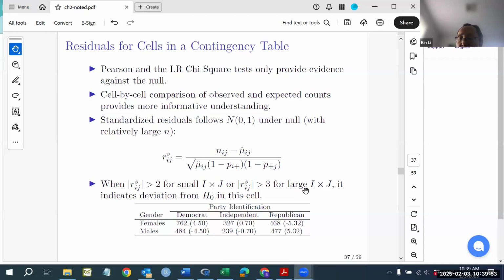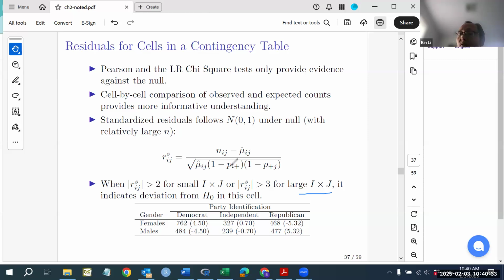And if the table size is large, meaning we have a large number of rows or a large number of columns or both, then we should use 3 as the threshold. You may ask why we need to worry about the number of rows times the number of columns. That's just like multiple comparisons. If we have too many groups, of course we need a more stringent outlying threshold because we have so many group combinations.